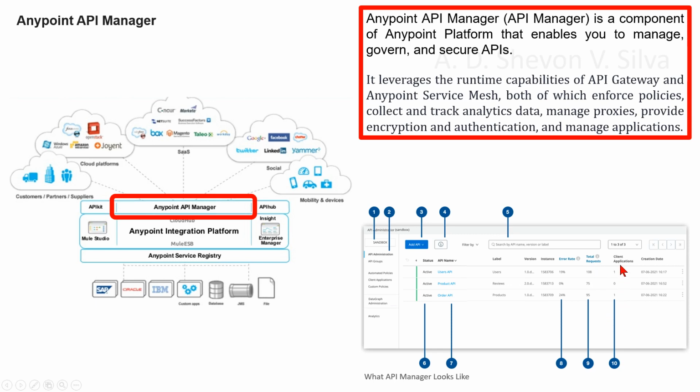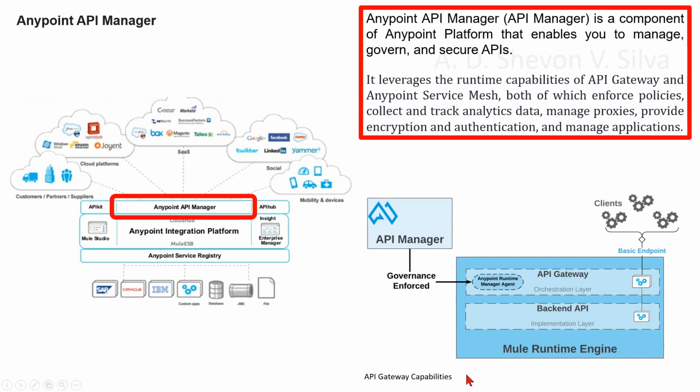Number 10, the number of contracted client applications for each API. Here you can see API administrator, sandbox and sandbox API administration, API groups, automated policies, client applications, custom policies, data graph administration, analytics. In the main view, here you can see the status, API name, label, version, instance, error rate, total requests, client applications, and creation date.